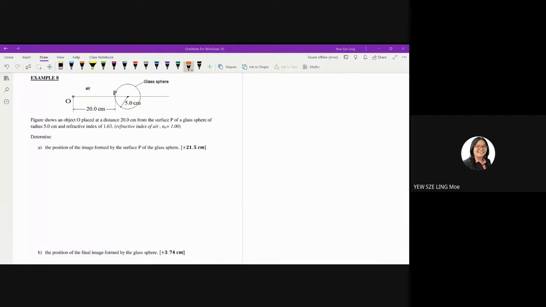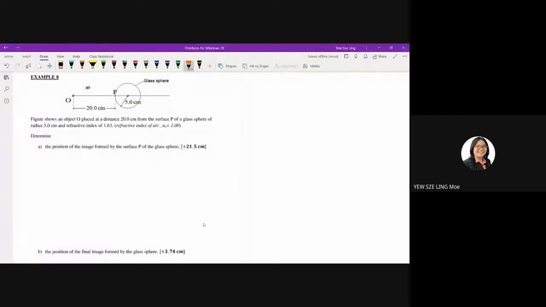Okay, now let's look at example 8. Now you are given a glass sphere. The figure shows an object O placed at a distance of 20 cm from the surface P. So now you are looking at this surface, surface P, of a glass sphere of radius 5 cm and refractive index of 1.6. The refractive index of air is 1.